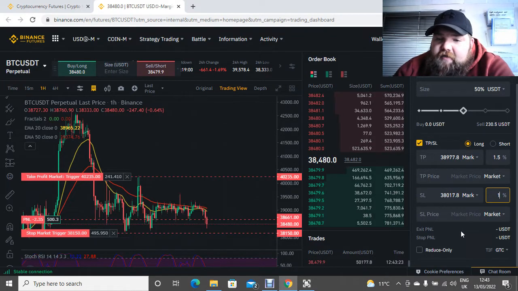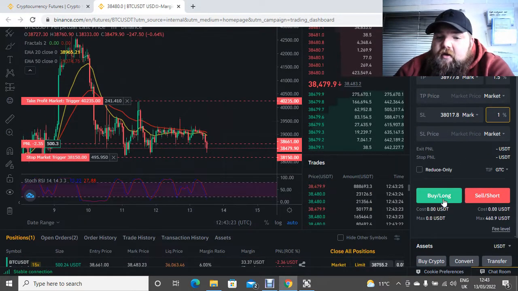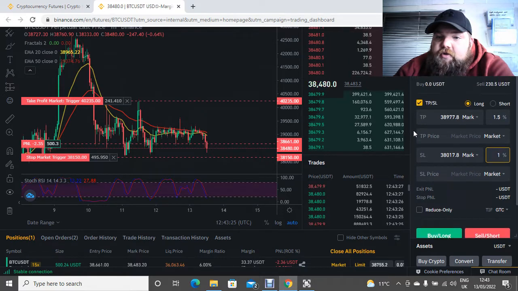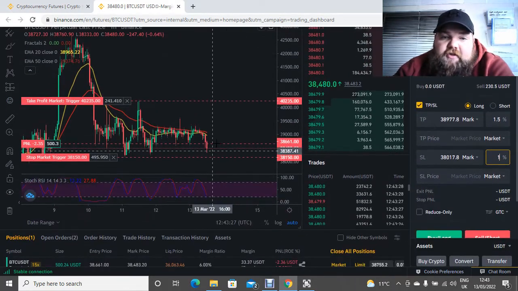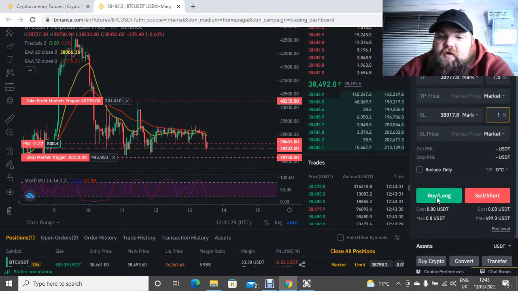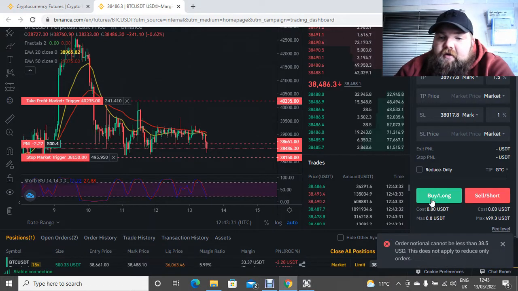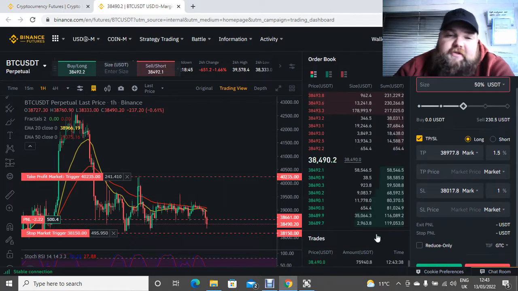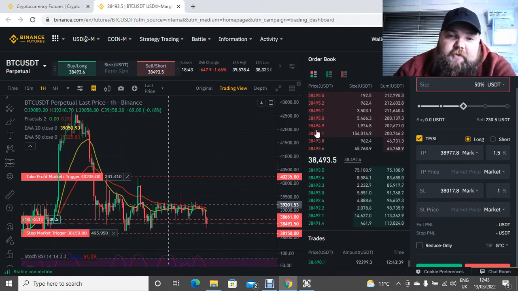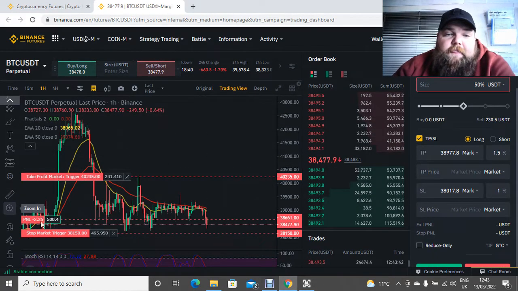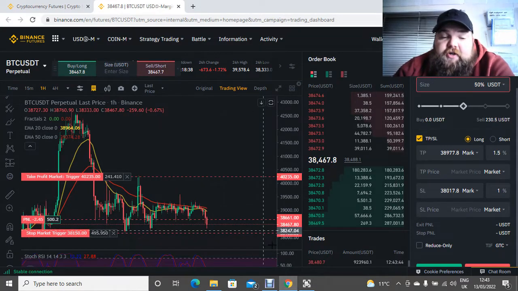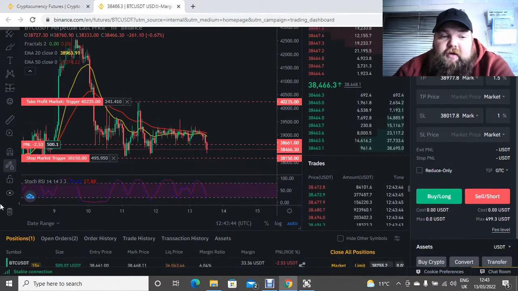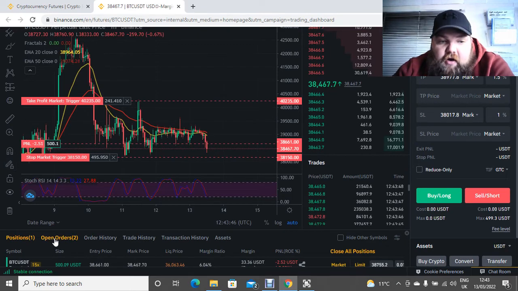Then what we have is, do you want to go long or do you want to go short? We've already decided that we're going to go long, so we will hit buy long. And what happens is you'll get an indication up here on the screen asking if this is what you want to do. And you go yes, and then straight away what you will get down here is an open order.